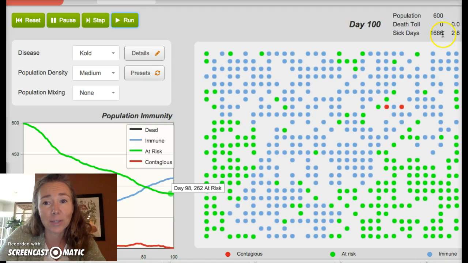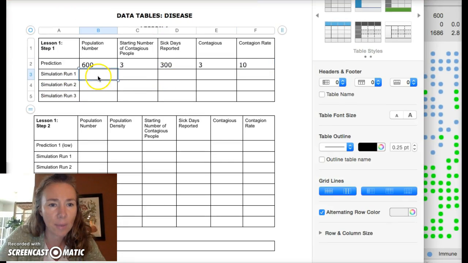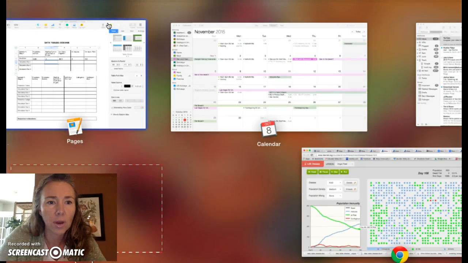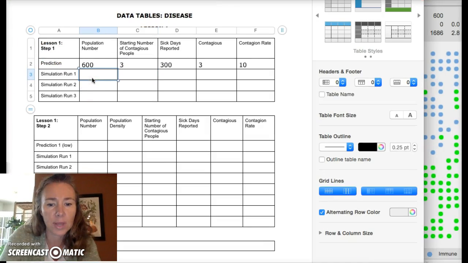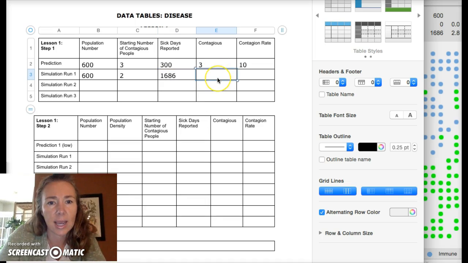But whoa, look at the number of sick days, right? So my data table, I'm going to write this information down. And so I can say my population numbers stayed the same. No one died. Number of people who are sick afterwards looks like only 2. So put that down. And number of sick days was a lot more than I thought. Dang, 1686. And there's only 2 people contagious afterwards in the contagion rate.